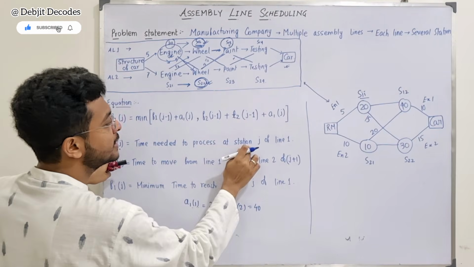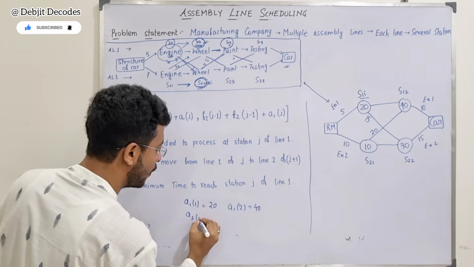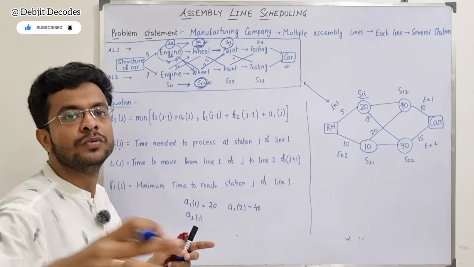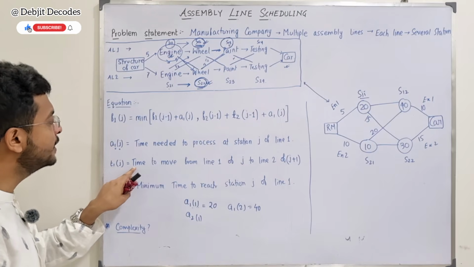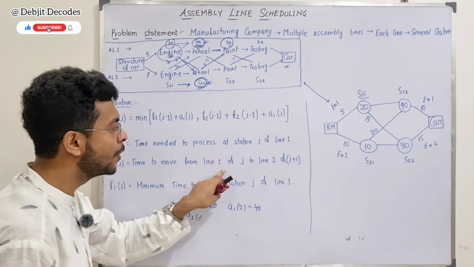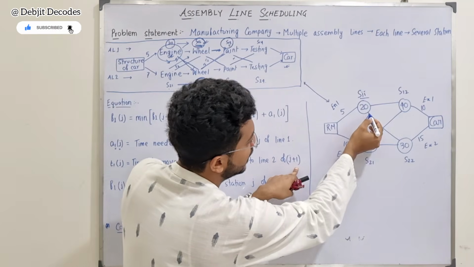Time needed to process at station j of line 1. Similarly, I can do it for A2 of 1 and A2 of 2 and so on. We can write it like this. Now what is T1 of j? T1 of j is nothing but the time to move from line 1 of j to line 2 of j plus 1. So if you see, this is the transfer time.